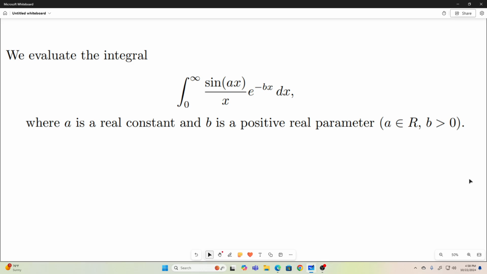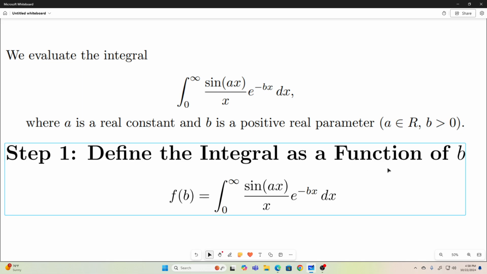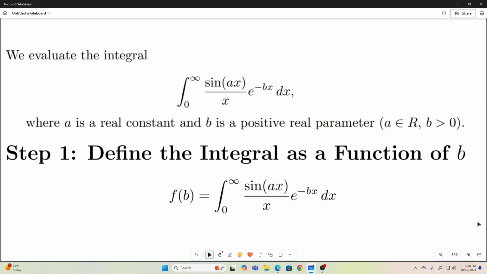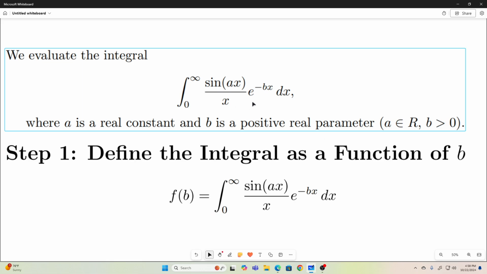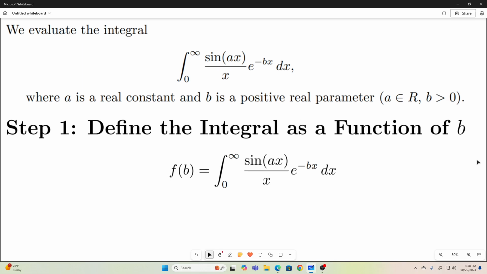All right, so our first step, we're going to define the integral as a function of b. And we're just going to let a be, just like I said in the definition, a real constant. Okay, so it's an arbitrary real constant, but we're defining our integral now as a function of b.